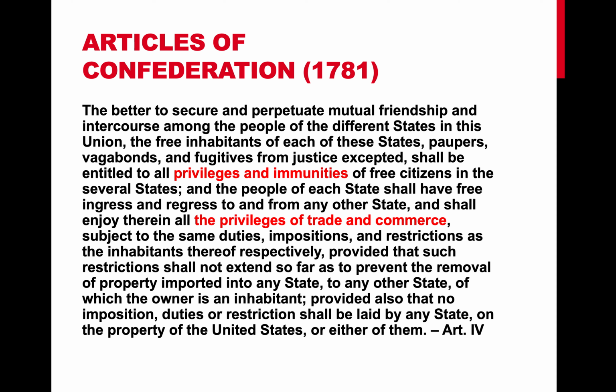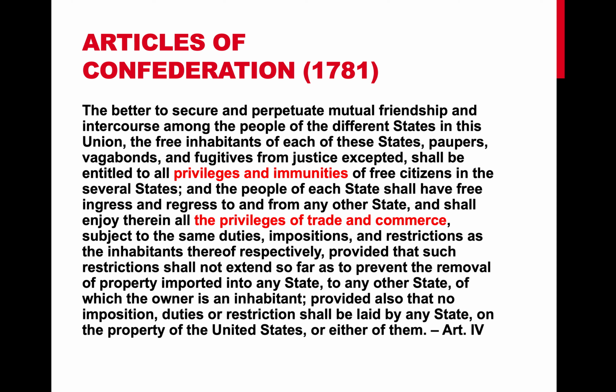Of course, there's this next very awkward provision that needs some context. Provided that such restrictions shall not extend so far as to prevent the removal of property imported into any state to any other state of which the owner is an inhabitant. And what property is that clause talking about? That, of course, will be mirrored in the Article 4 provision as well. That is the clause to protect slavery. So if a state prohibited slavery or the owning of slaves, that was the one restriction that they couldn't impose on someone else coming from the outside.